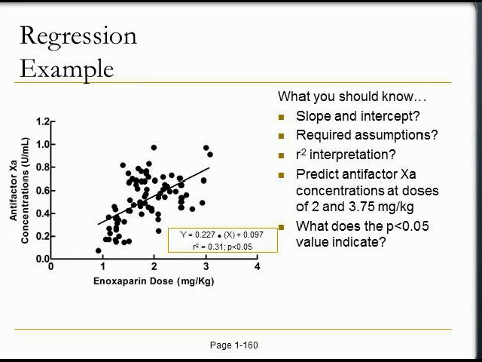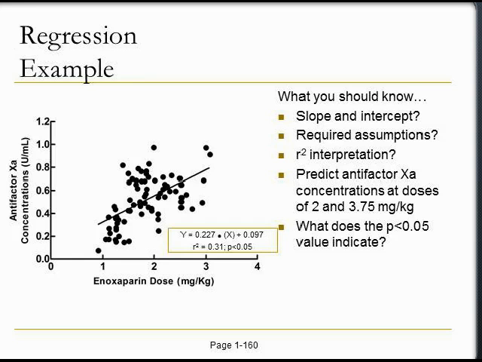There's a couple of things that we should know. One is that the slope and intercept are estimated from the regression procedure. This can be done in Excel, on a mathematical calculator, or by hand if you have a lot of time. You can see here the equation of the line, y equals mx plus b. So 0.227 is the slope, and 0.097 is the intercept.